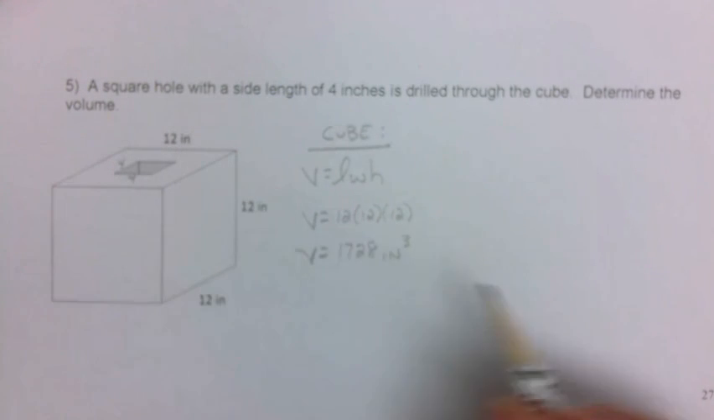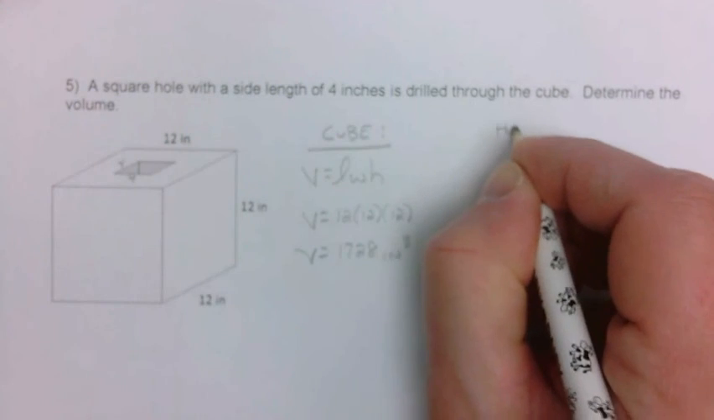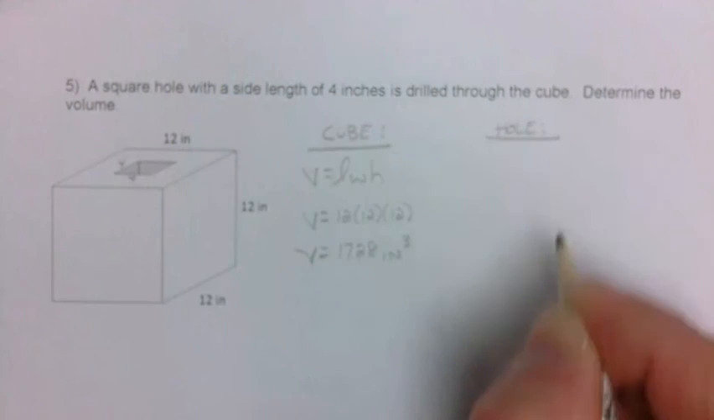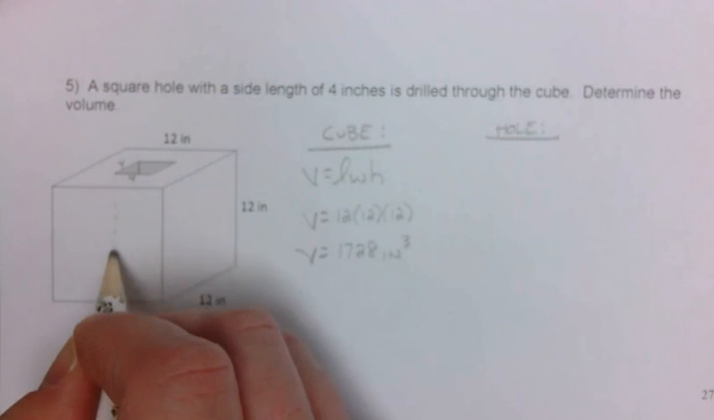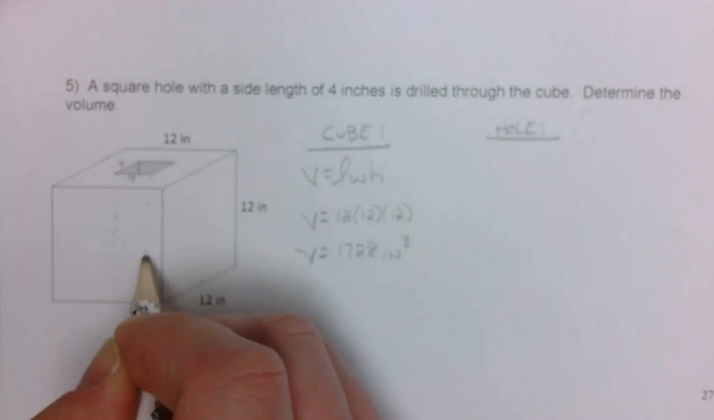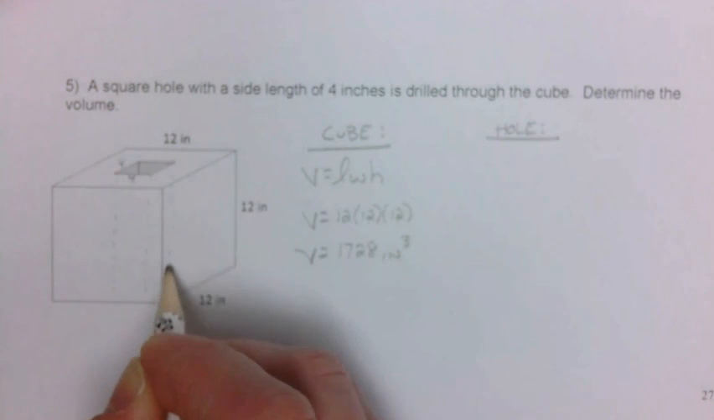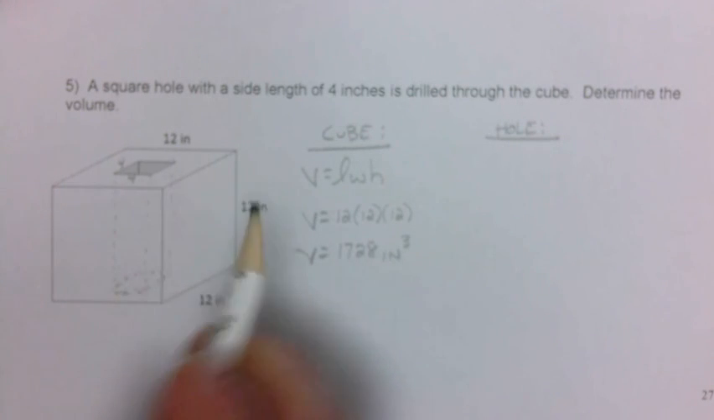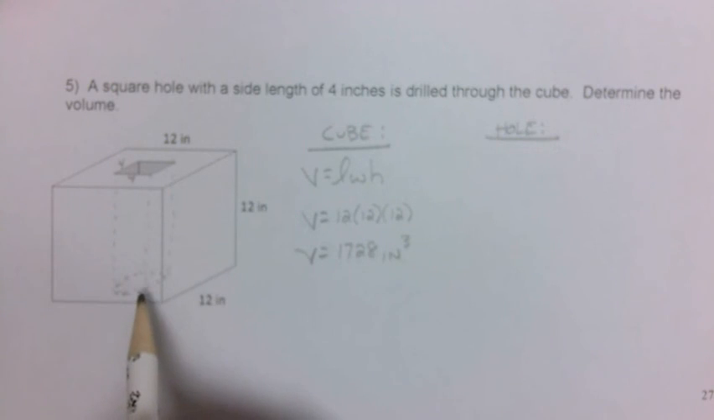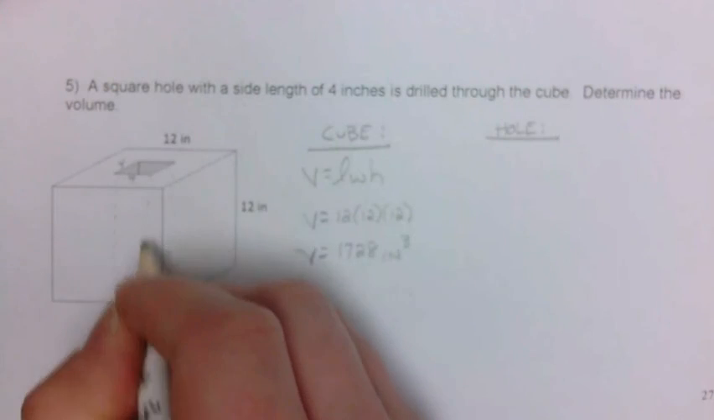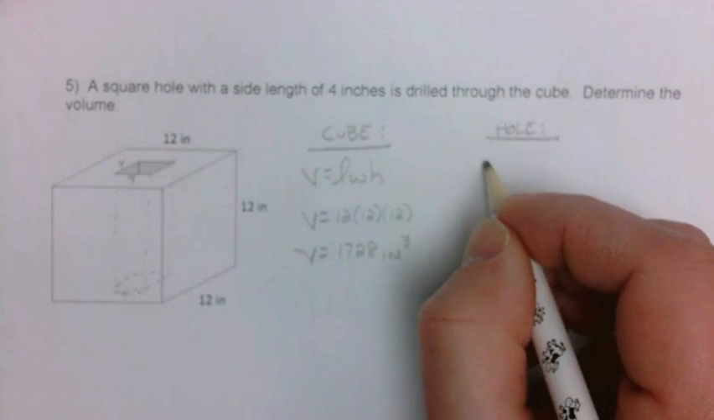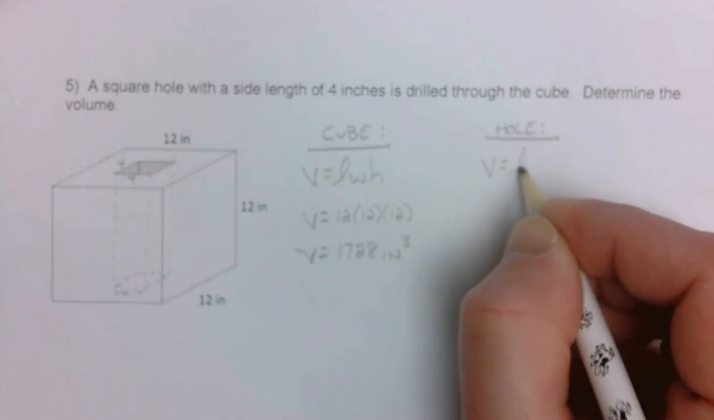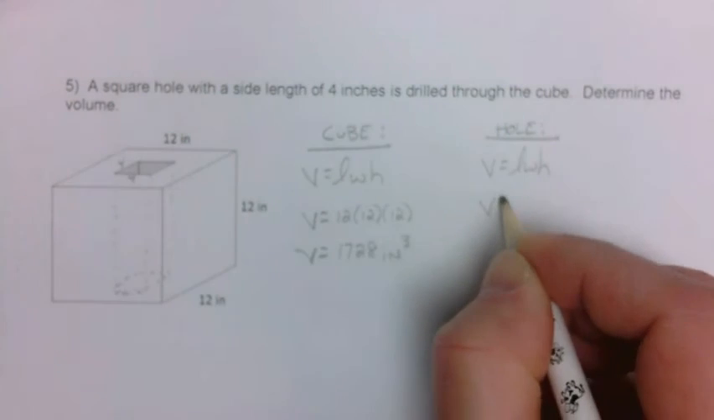Now we have to account for that square hole. Okay, well, if we think about this hole, that's going all the way through to the bottom here. Okay, so if we imagine that, that's in the shape of a rectangular prism. And in order to find the volume of what has been cut out for a rectangular prism, I'm again going to do length times width times height.